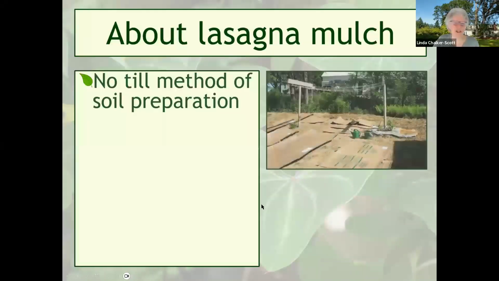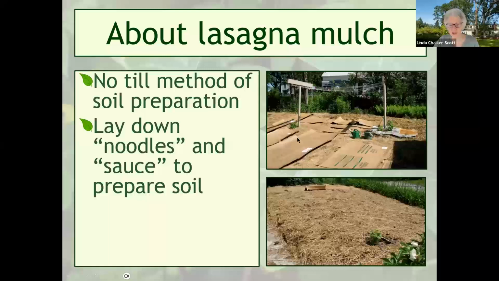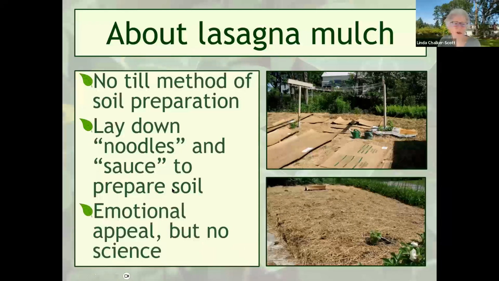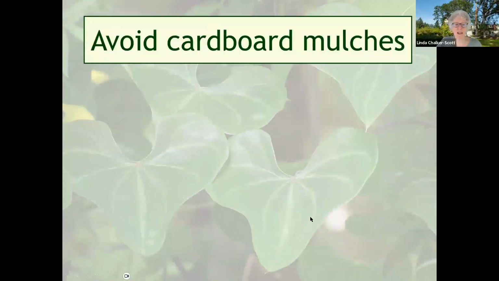So this is a no-till method of soil prep, which is a good thing, but it involves laying down all the noodles, which are the sheets of cardboard. This is corrugated cardboard, and then putting on sauce, which is compost, and then just layering as many times as you want. It's very emotionally appealing. It's a recipe. It's do-it-yourself, but it's not scientifically based. There are no publications at all to show the efficacy of this method. Nothing. It's all word of mouth. It's all anecdotal. And the problem is with the cardboard.